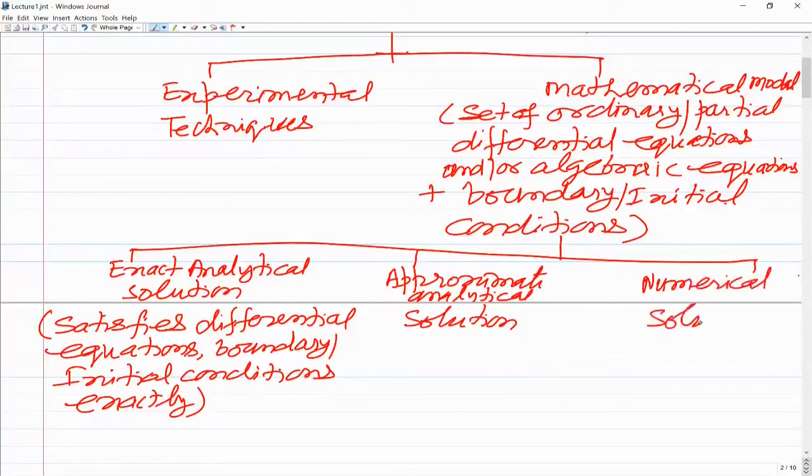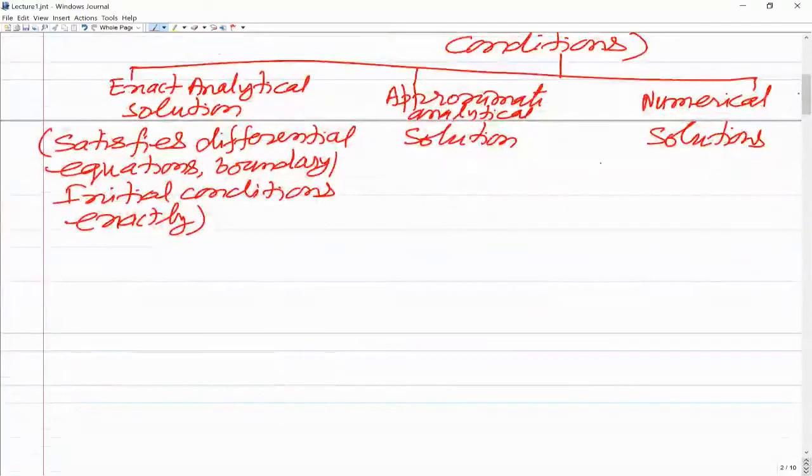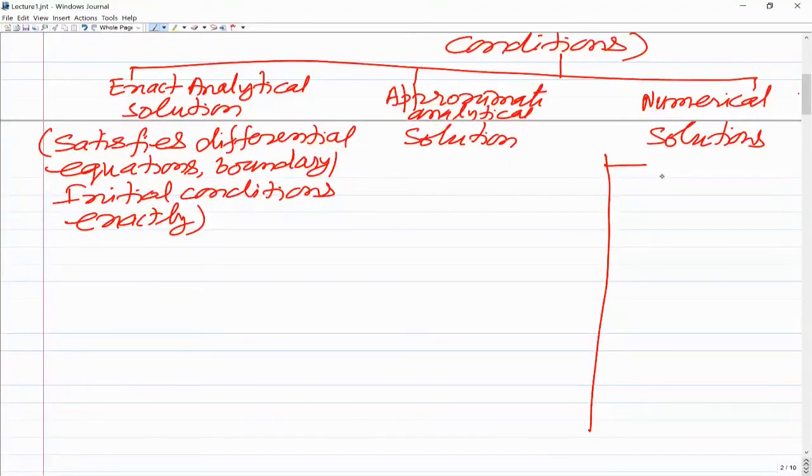In the numerical solutions of the mathematical model, which consists of ordinary or partial differential equations or algebraic equations, there are different methods. The earlier most common method was the finite difference method. Of course, now the most commonly used methods are finite difference, finite element and finite volume methods. But earlier it was FDM, finite difference method. So what is done is that you have differential equations, and you convert them using the finite difference definitions.